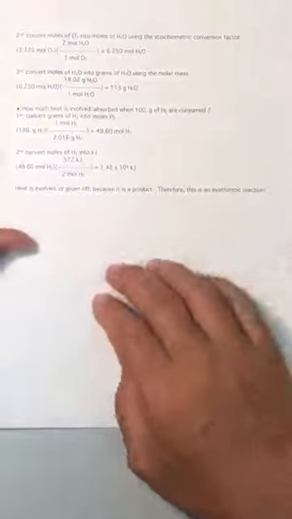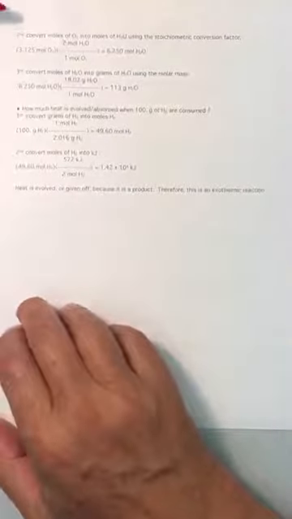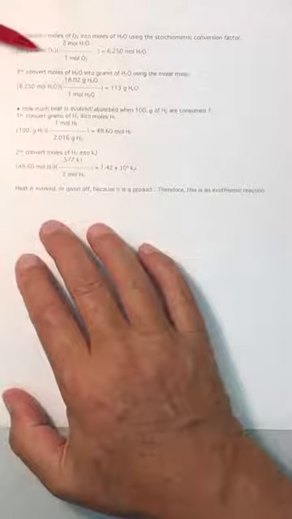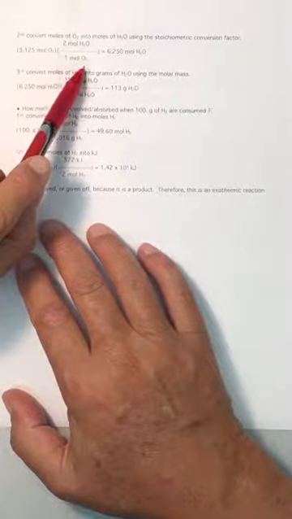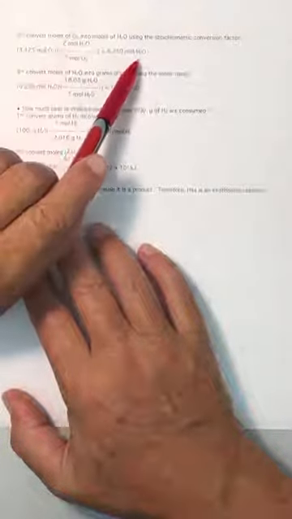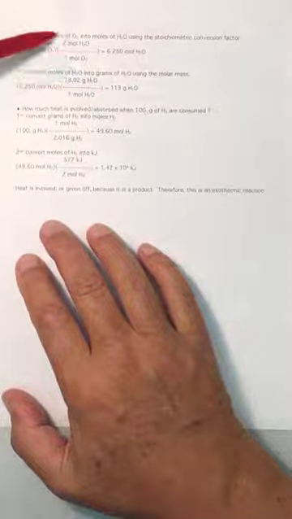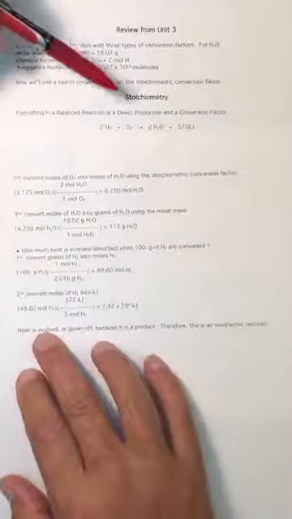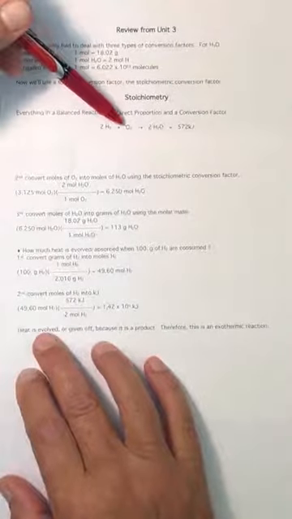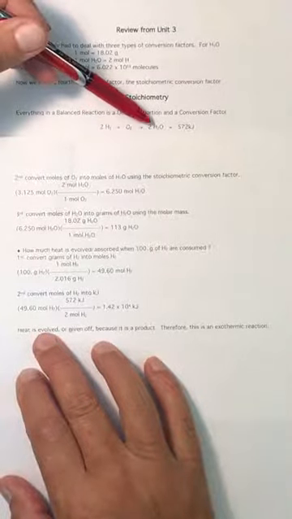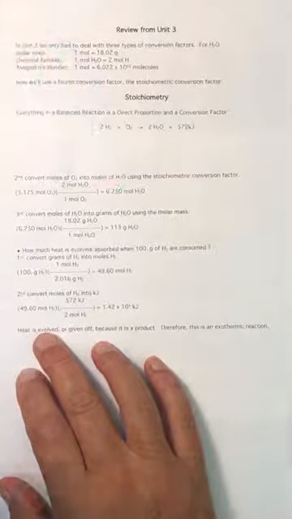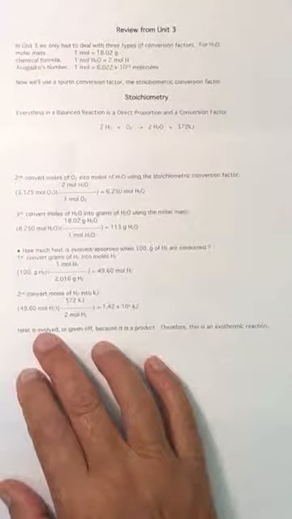Next, we need to convert moles of oxygen into moles of water using the stoichiometric conversion factor. So I have that many moles of oxygen. I need to get rid of moles of oxygen and keep moles of water to get moles of water in my answer. Now, where do I get these numbers? Right from the balanced reaction. There's a 1 in front of oxygen and a 2 in front of water. So there's my intermediate answer. I now have 6.25 moles of water.